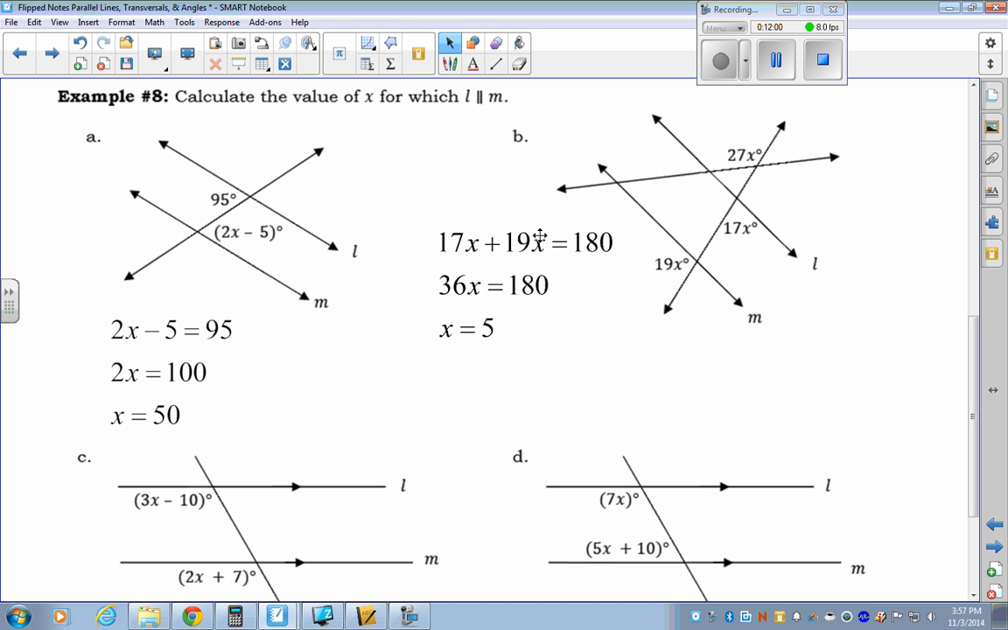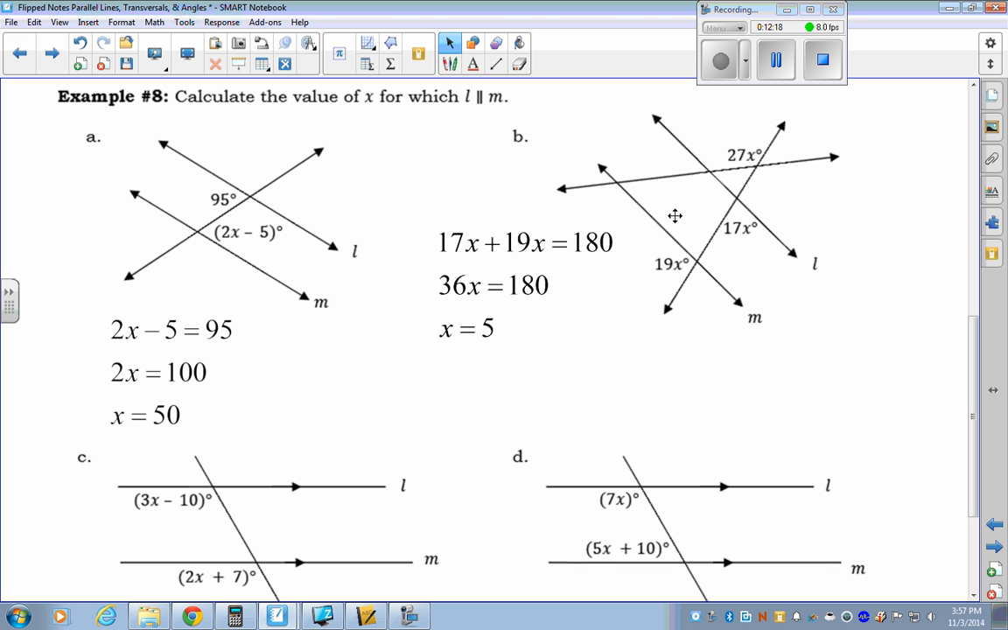And then finally, we're going to use the information to do some problem solving. So here we have alternate interior angles, and they tell us that L and M are parallel. So we know that these two angles are congruent, so all we have to do is set them equal to each other. In this case, it's a little bit more complex.